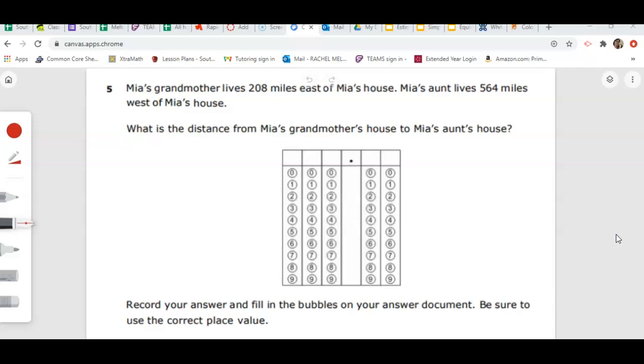I can do this a couple of ways. I can draw myself a picture. I can say that this is Mia's house right here, and I can say east. East normally on a map is this way. So Mia's grandmother's house is east 208 miles. Her aunt's house is west 564 miles. And they're asking how much in between them. So looking at that picture, I'm guessing that I probably need to add.